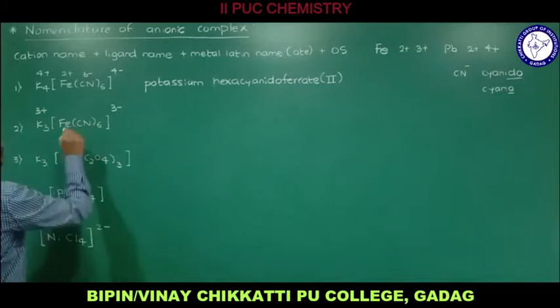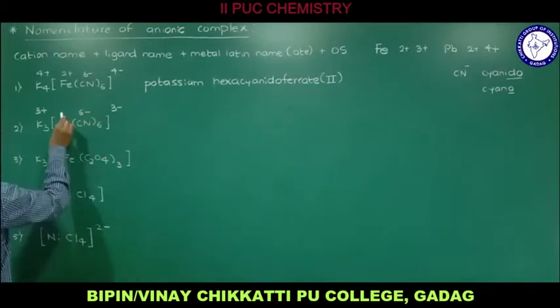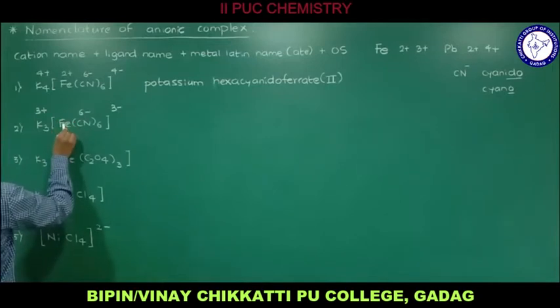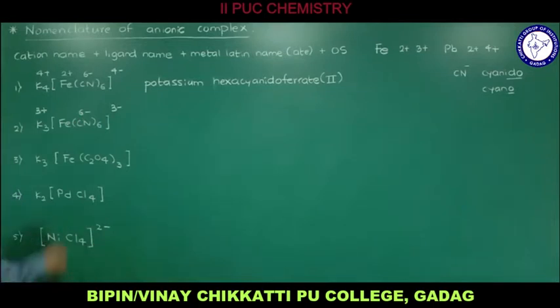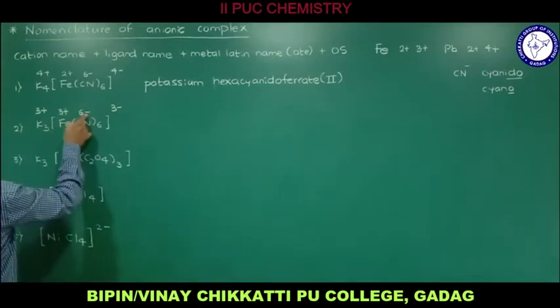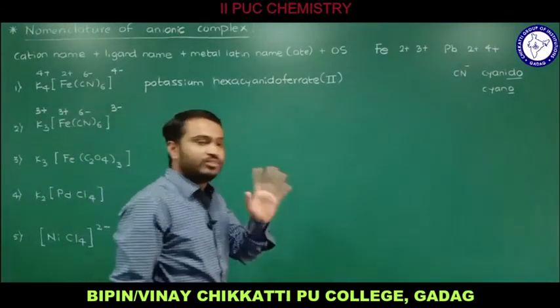So CN we have, the charge will be 1 minus, totally 6 minus. So what would be the oxidation number of iron, so that after adding with the -6, you should get the answer as 3 minus? So 3 minus 6, you will get 3 minus. The oxidation number of iron in this compound is 3. So we'll write the name.